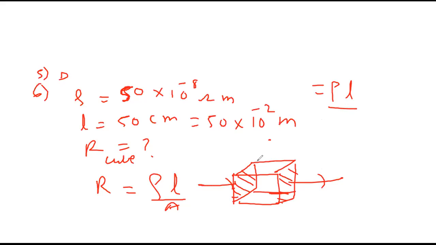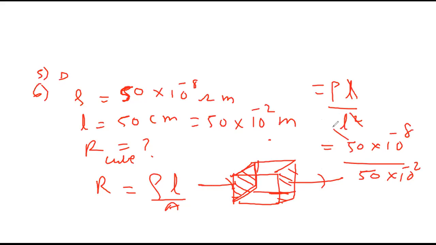अरे बोलो, एरिया ऑफ क्रॉस सेक्शन क्या होएगा? क्यूब है ना ये. क्यूब का फेस क्या रहता है? L square. हाँ, L square. तो ये रो एक L कैंसल. Rho is 50 into 10 raised to minus 8. This is 50 into 10 raised to minus 2. That means it is 10 raised to minus 6 ohm. हो गया 10 raised to minus 6 option E.